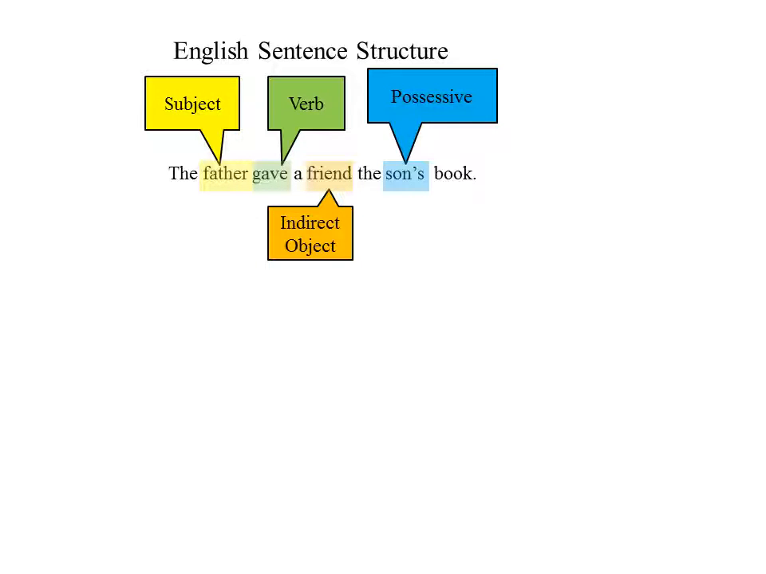Son's is a possessive. That is, it shows the ownership of the book is the son's. And book is the direct object. And the direct object receives the action from the verb. The basic sentence is, the father gave the book.